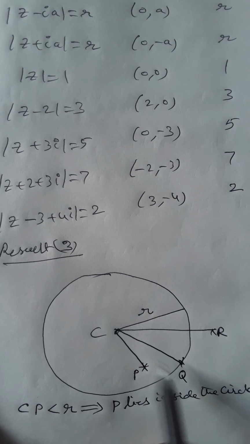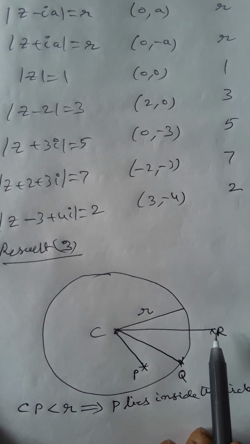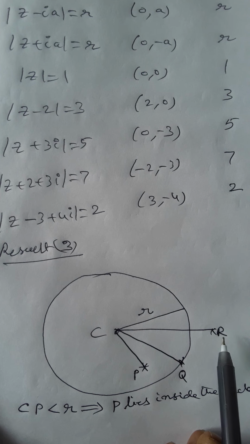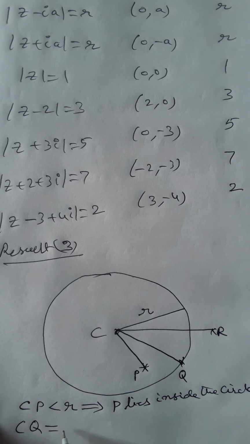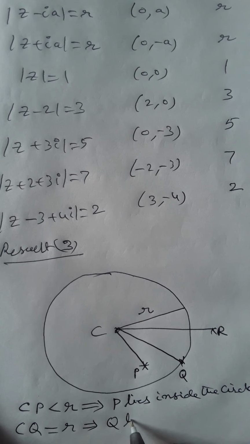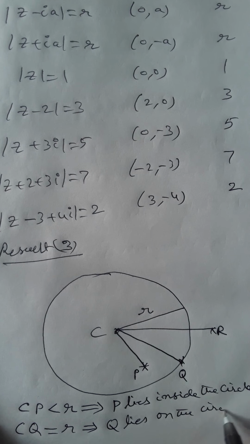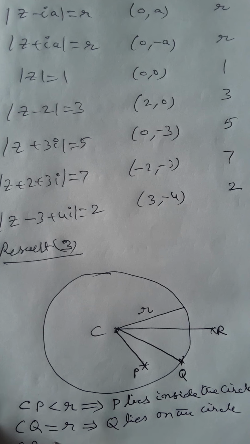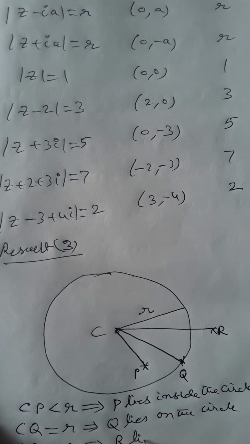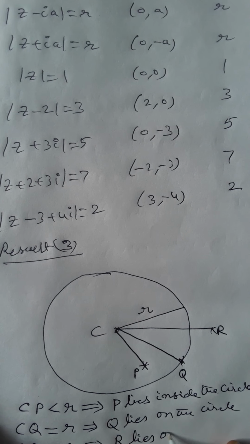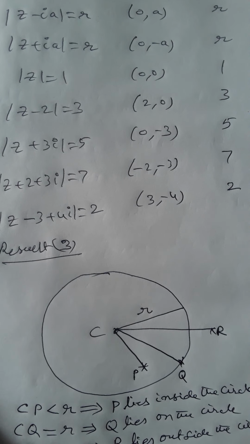Equal to R means the point is on the circle, and greater than R means outside the circle. Very, very important observation. Q lies on the circle. CR greater than small r implies capital R lies outside the circle.